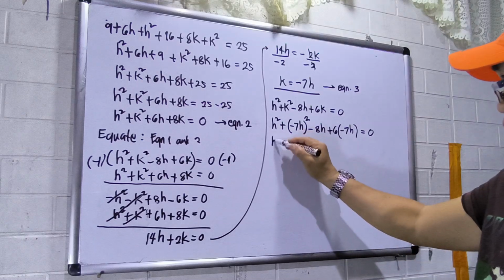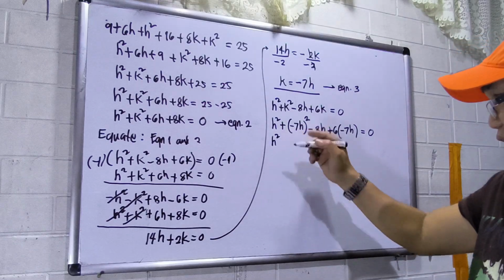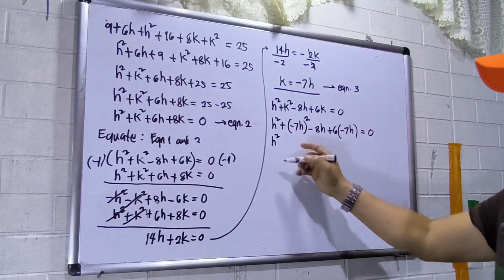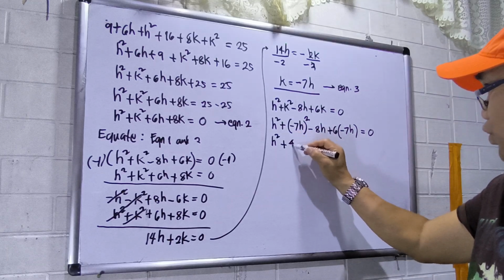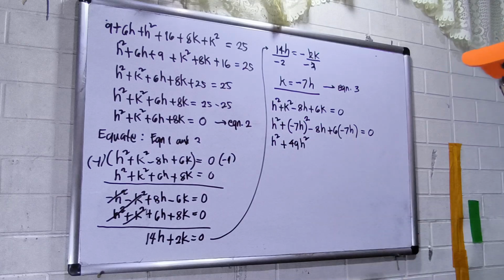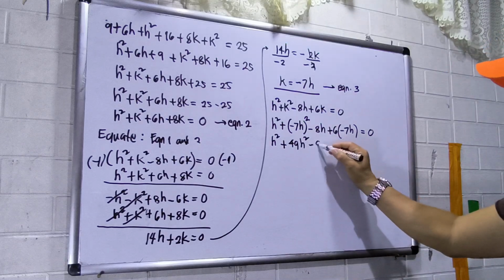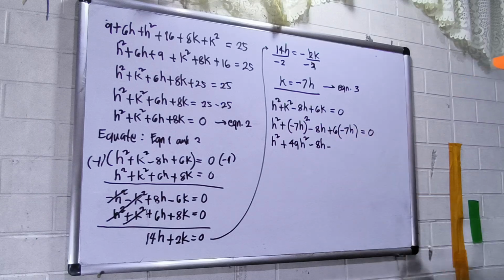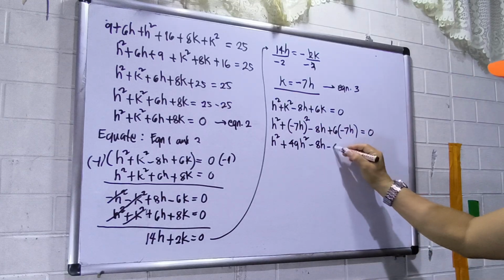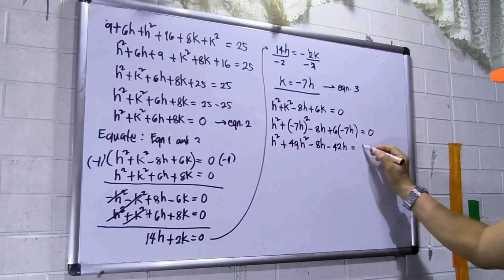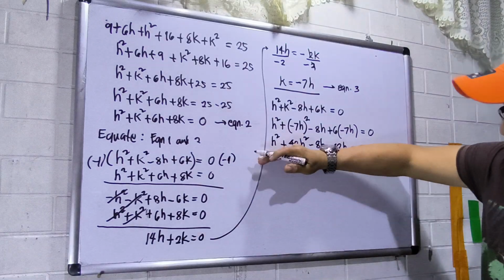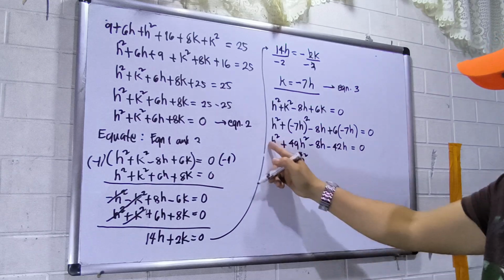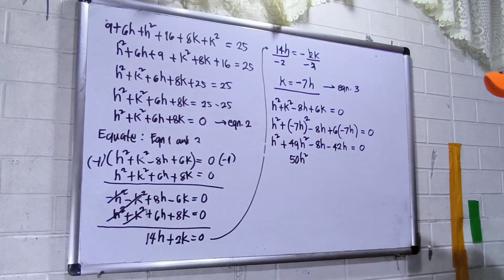So this will be H squared, negative negative. So meaning this is negative 7H times negative 7H. So this will be positive 49H squared. Okay? Then minus 8H. Then multiply positive times negative, that will be negative. 6 times 7, that will be 42H is equal to 0. Then combine. This will be 50H squared. Because this is 1. 1 plus 49, that will be 50.